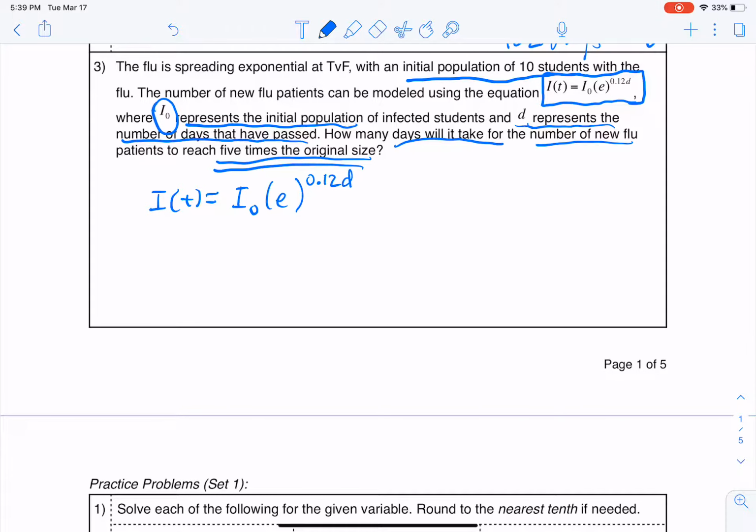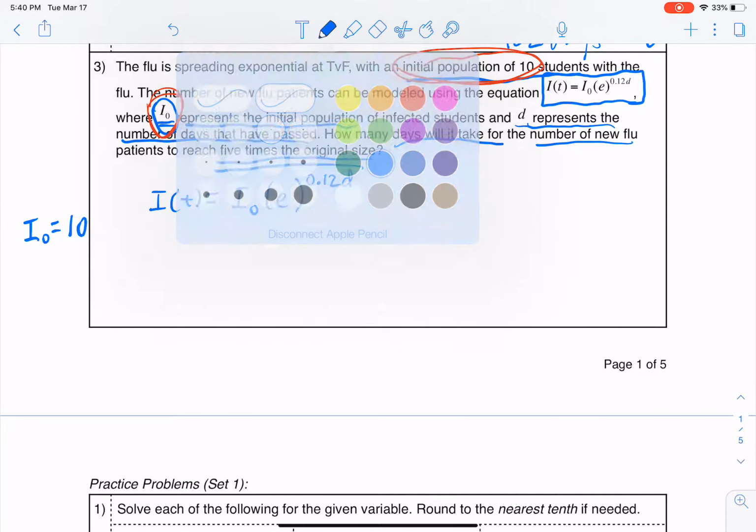Okay, so a few things here. I naught is actually given to us. It represents the initial population. And we're told that the initial population there is 10 students. That's given to me in the problem. So I naught represents the initial population. The initial population is 10.